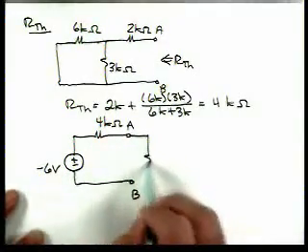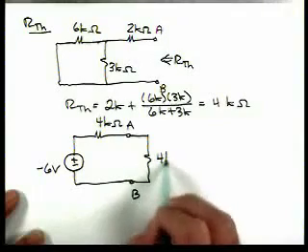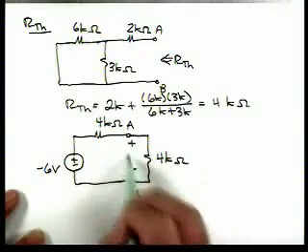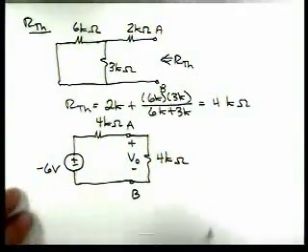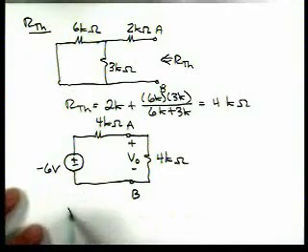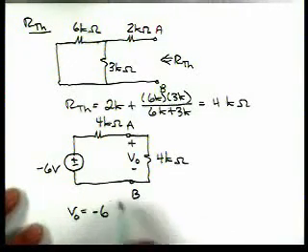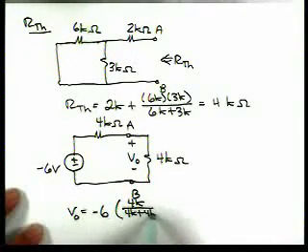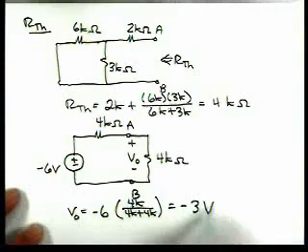Now, we're going to hook up the 4K to this. The voltage V0 is the voltage across there, and we can calculate V0 by voltage division. So V0 is minus 6 times 4K over 4K plus 4K, or minus 3 volts.